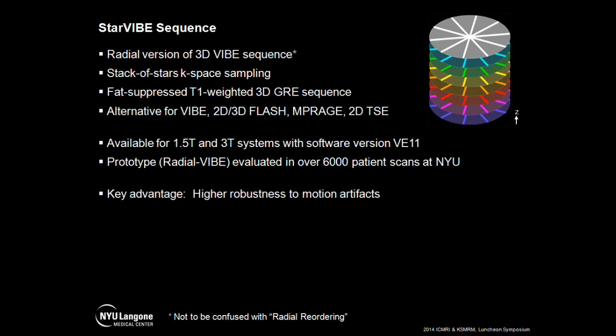And the StarVIBE sequence works at 1.5 Tesla and also at 3 Tesla, and it will become available for Siemens MRI systems with the software version VE11. And over the last 2 years, we had the chance at NYU to evaluate the prototype of this sequence, which is also known as Radial VIBE. And we performed over 6,000 patient scans with this Radial VIBE sequence, with very positive feedback from our radiologists. And the key advantage of the sequence is that the StarVIBE sequence is much more robust to motion artifacts. And I will now go through a couple of clinical examples from our experience.